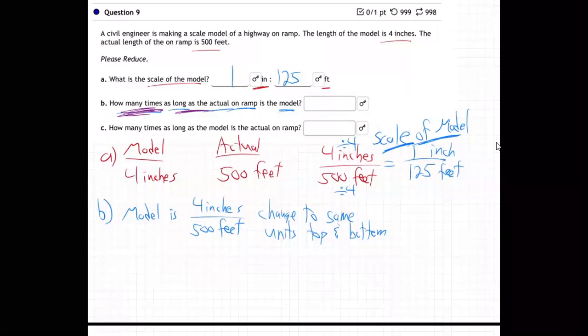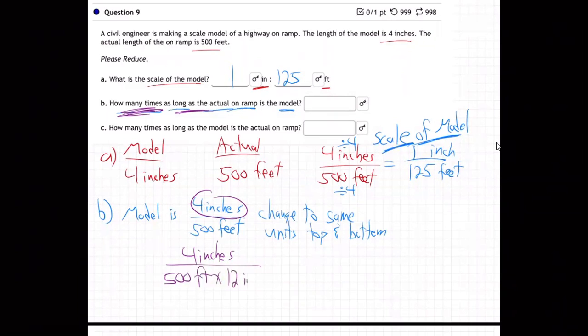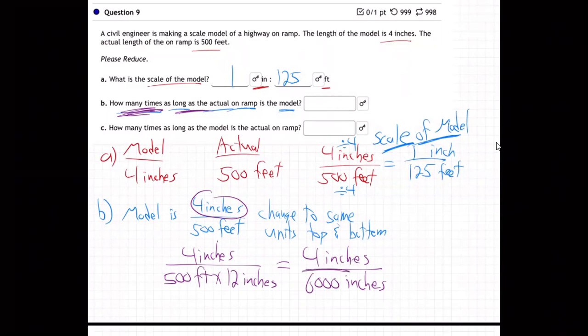So we go, okay, well, we've already got inches on the top, 4 inches. And then on the bottom, you take the 500 feet times 12 inches in every foot, right? And so that's 4 inches on the top. And then on the bottom, 500 times 12, use your calculator, that's 6,000 inches. So the model is 4 inches compared to every 6,000 inches, and then just divide that on your calculator. 4 divided by 6,000. It'll tell you what part the model is.